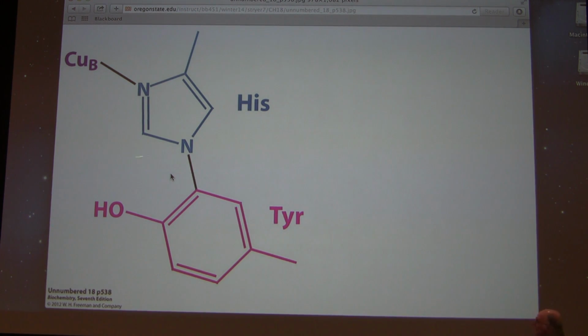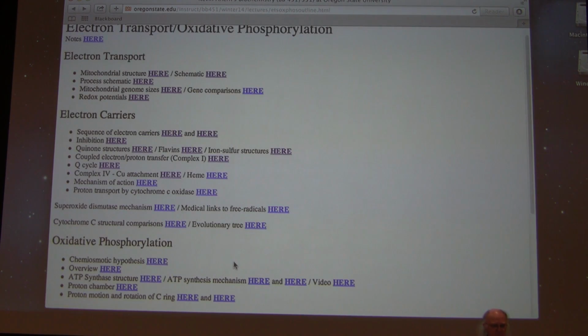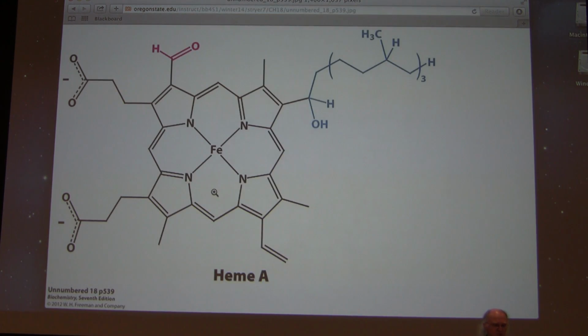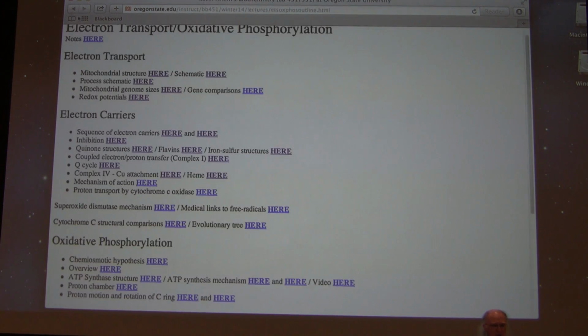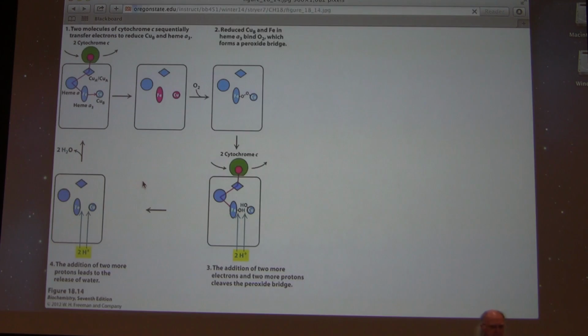This figure shows the attachment of a copper to a histidine inside of complex 4. Here's the heme, just to remind you what that looks like. If we replace that iron with a copper, then we have one of the hemes in complex 4. Here's another mechanism, and I think this one's probably a little bit easier to understand. It looks a little bit more complicated, but it's actually not too bad.